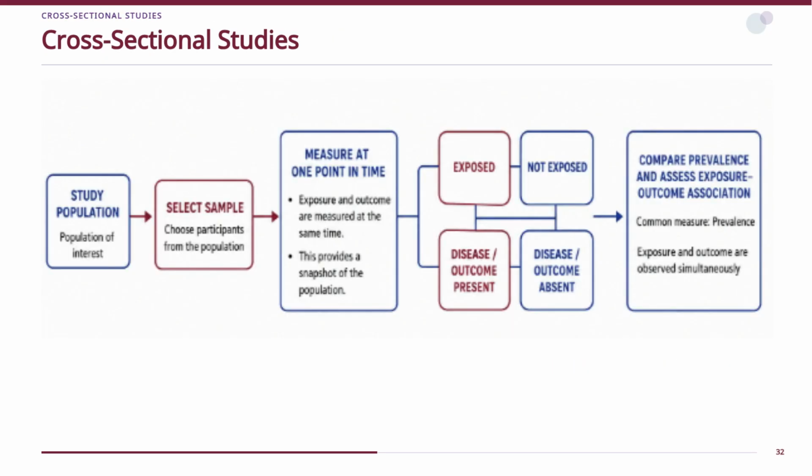A cross-sectional study measures exposure and outcome at the same point in time or during the same short period. The exposure and outcome are therefore measured together. This design is different from a cohort study, where exposure is identified before the outcome occurs. It is also different from a case-control study, where only exposures that occurred before the outcome are examined.